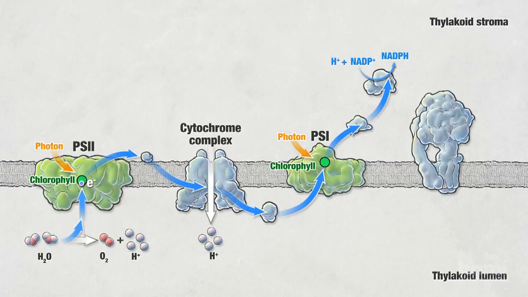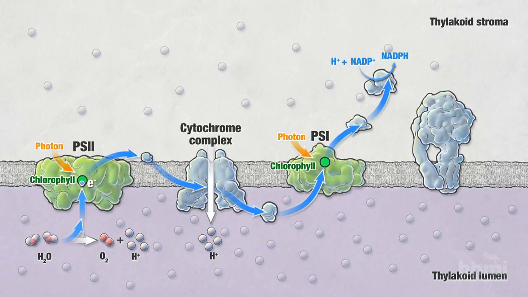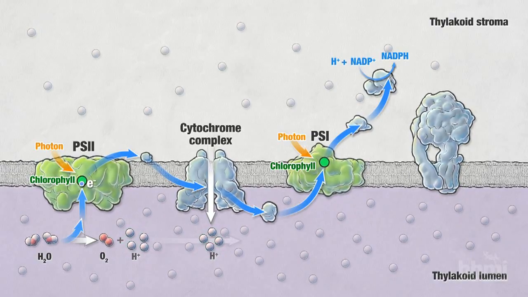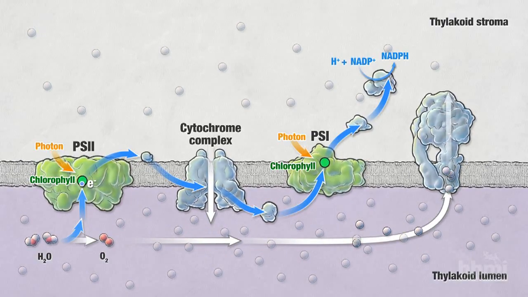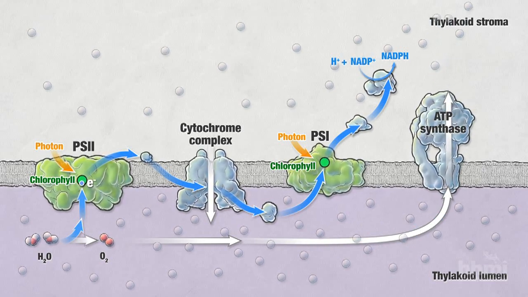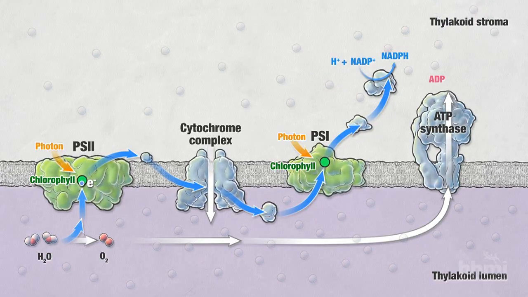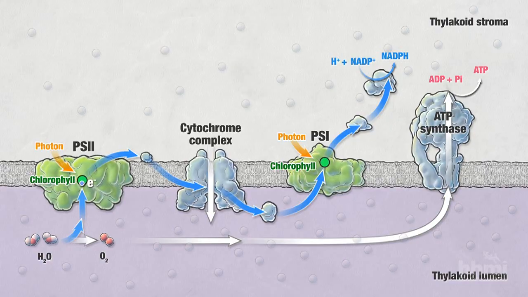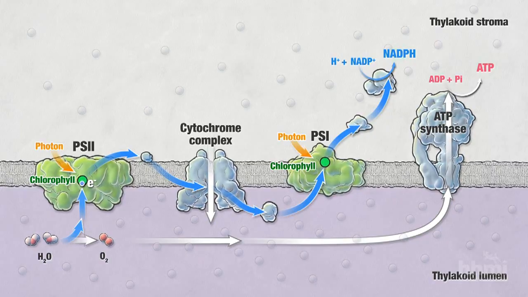Some of the energy released from the transfer of electrons established a proton gradient across the thylakoid membrane. Protons that accumulated in the lumen diffuse into the stroma through an enzyme called ATP synthase. ATP synthase uses the potential energy of the proton gradient to combine ADP with inorganic phosphate to form ATP. In this way, the potential energy is transformed into chemical energy stored as ATP. ATP and NADPH now have stored energy from the light reactions. This energy can be used in the Calvin cycle.